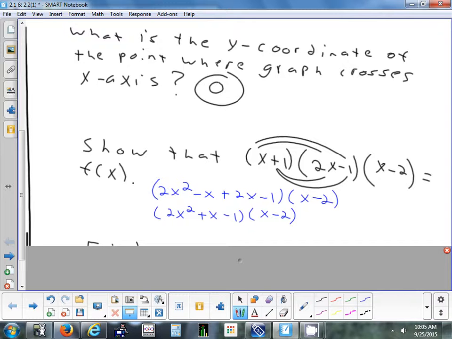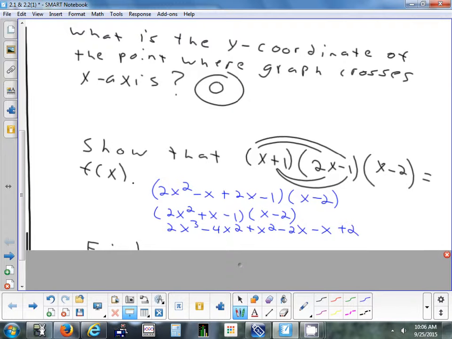2x squared times x is 2x cubed. 2x squared times negative 2 is negative 4x squared. Now we'll distribute the x. X times x is x squared. X times negative 2 is negative 2x. Negative 1 times x is negative x. And negative 1 times negative 2 is plus 2.